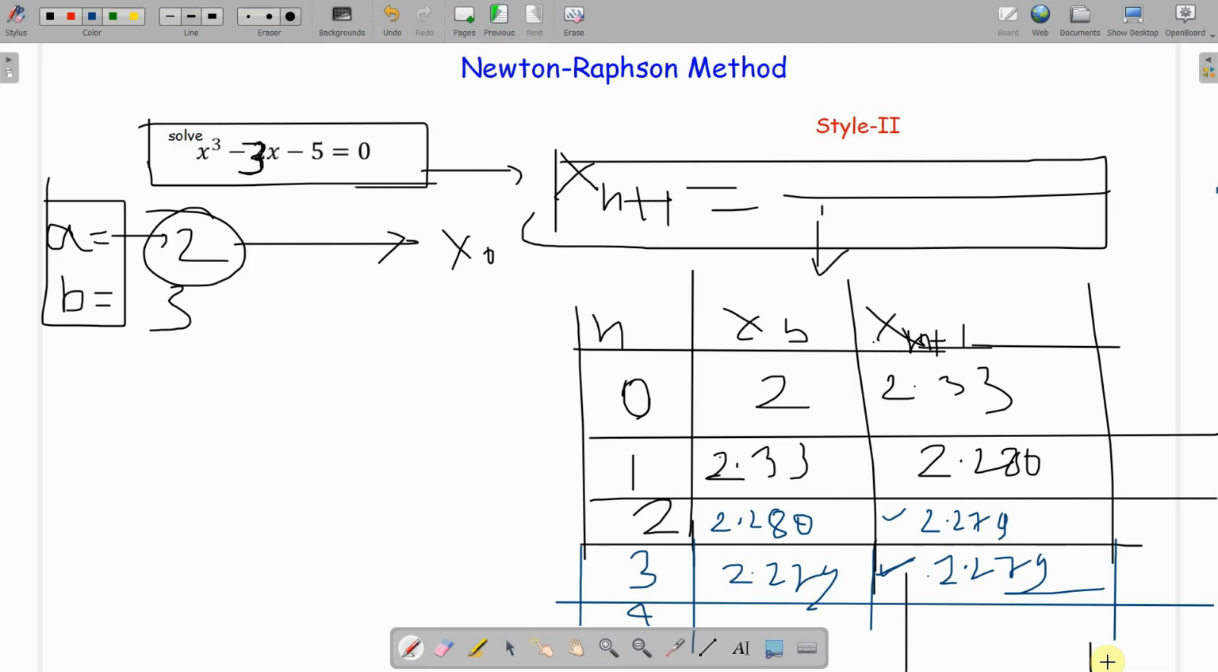So the roots are repeating. Same values. At which iteration are you having the result? The second and third iterations are required to understand that okay, this is our root. But at the second iteration you have your result. So fast you can solve any problem by this Newton-Raphson method. It's a faster convergence technique.